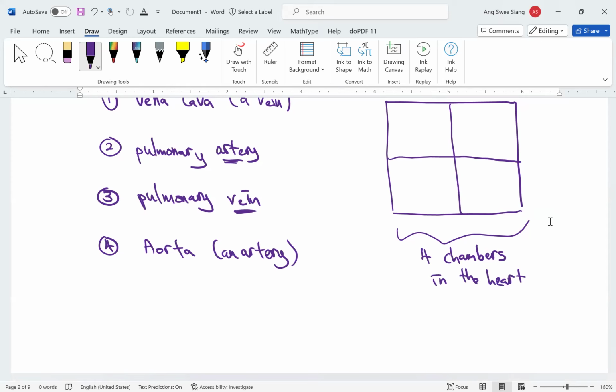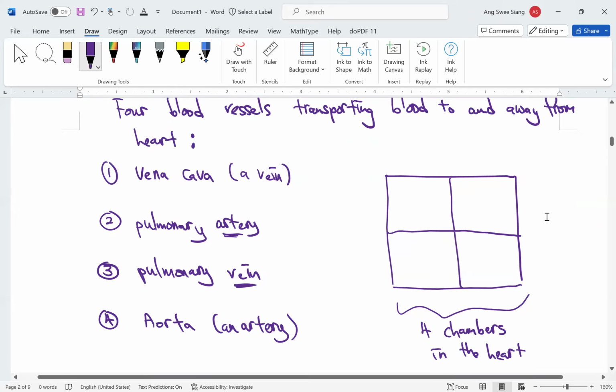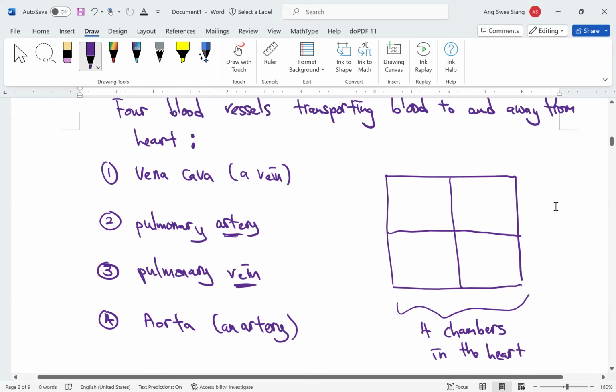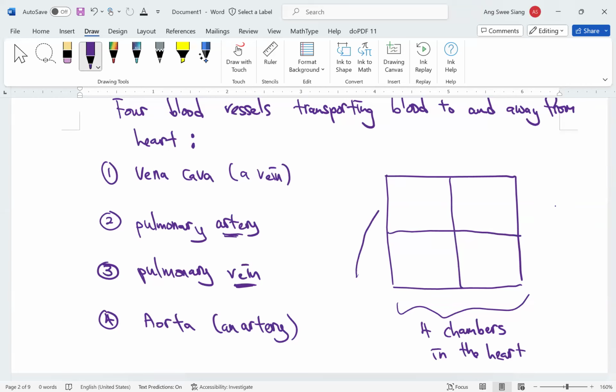Now I will be touching a bit on the structure of the heart, which by right should be the 3rd or 4th section of this chapter. But no choice, they are all interlinked. Each of these blood vessels is connected to different chambers of the heart. The first one will be the vena cava.